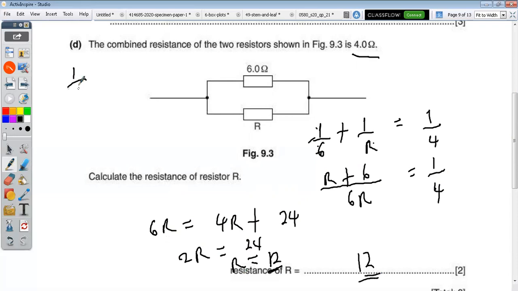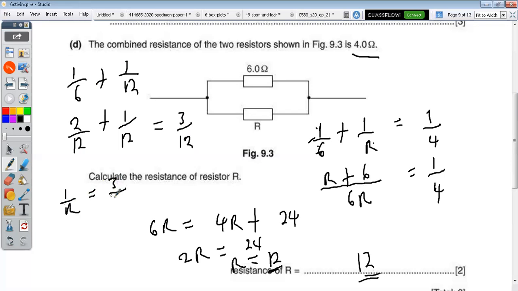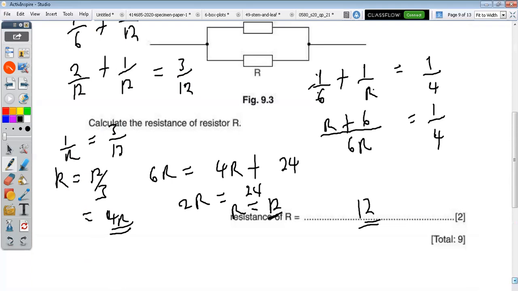We do 1 over 6 from your calculator plus 1 over 12. This is as good as 2 over 12 plus 1 over 12. If we add, we get 3 over 12, which is 1 over R. 1 over R is equal to 3 over 12. Then R is the inverse, 12 over 3, which is 4. That's correct. Clear? Yes, sir. Only applying the physics.